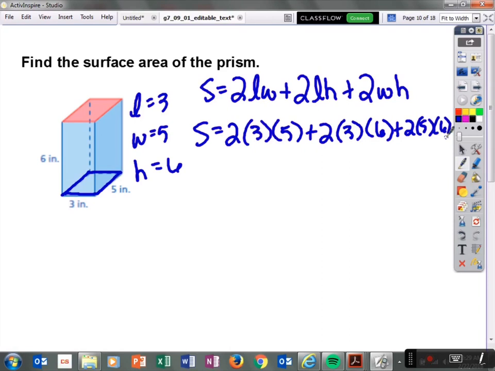How did you say that? On the calculator, you just type in 2 times 3 times 5 plus 2 times 3 times 6 plus 2 times 5 times 6. Again, the math isn't hard.